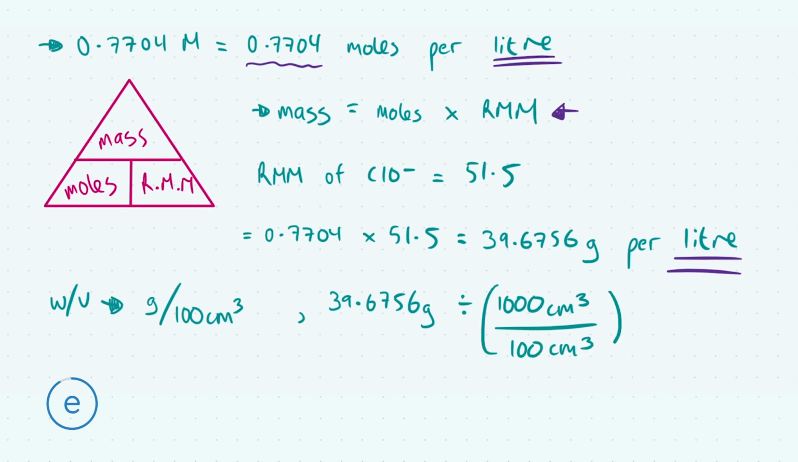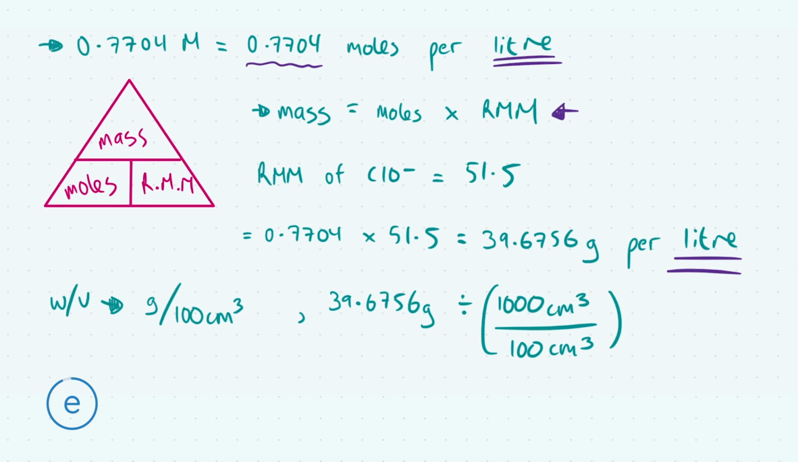The reason that we're dividing 1000 centimeters cubed by 100 is because we want to find out how many hundreds fit into that 1000 centimeters cubed. By dividing that on your calculator, you'll find out that the answer is 10, and it means that basically there are 10 100 centimeter cubed portions inside of that liter. If we're looking for what 100 centimeters cubed has relative to what there is in a liter, then we need to divide that original number by 10. So in this case, we're going to be dividing that 39.6756 by 10.